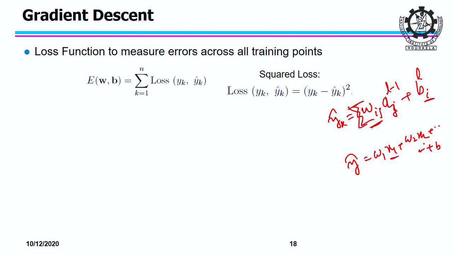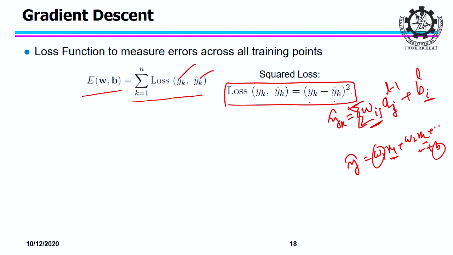That means we know the values of x1 and x2 whenever we have the training sample or the test data set, but we do not know the values of w and b. So this is the error. The error is written as the summation over all the training samples of the loss of y_k and y_k hat, where y_k is the actual value and y_k hat is the computed value. Now, if the loss function is a squared loss, then whatever difference we get, we make it square. That is the loss here.